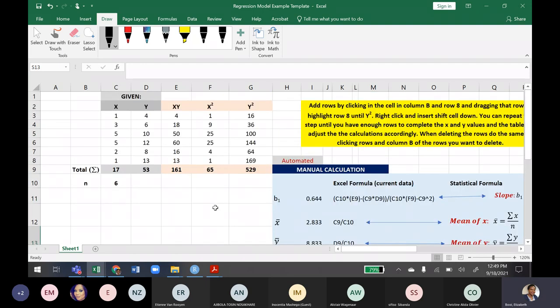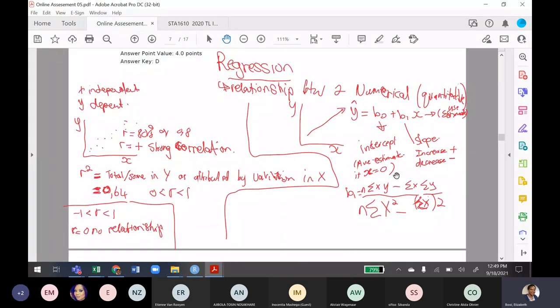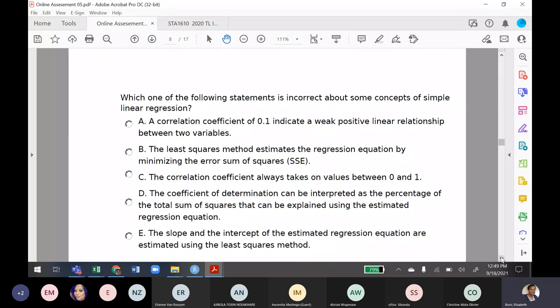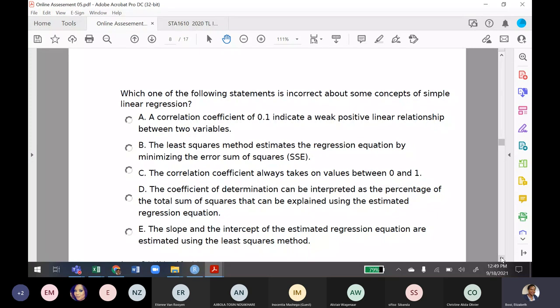Okay, so let's look at the questions. Which one of the following statements is incorrect about some of the concepts of linear regression? A: a correlation coefficient of 0.1 indicates a weak positive linear relationship between two variables. B: the least square method estimates the regression equation by minimizing the error sum of squares, SSE.